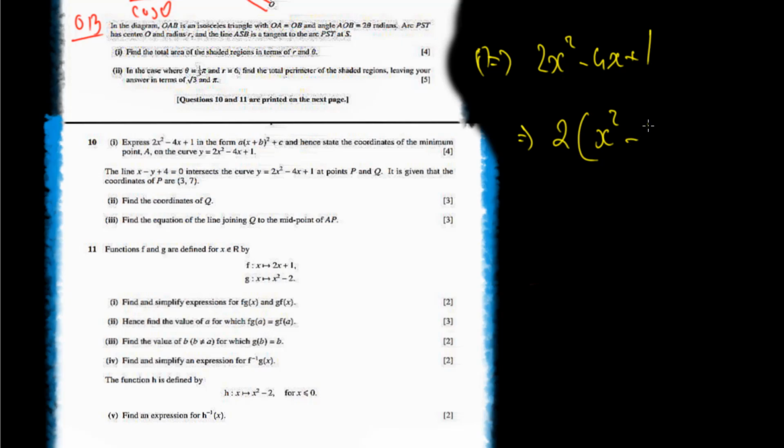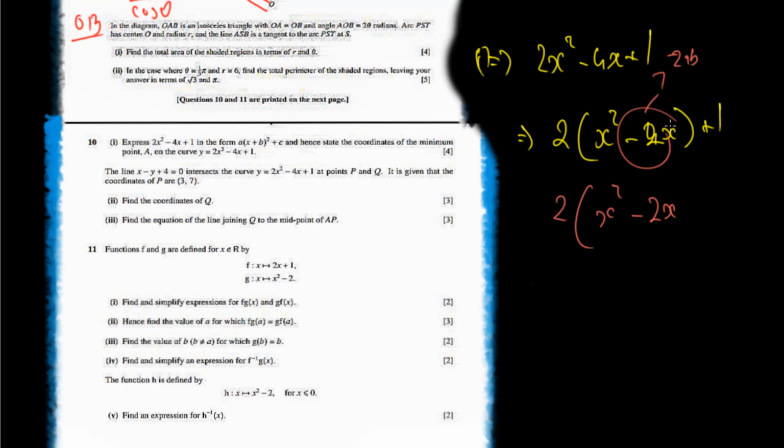Okay, question number 10, express in the form. So we have the equations in part 1. Our equation is 2x square minus 4x plus 1. We need to convert this into completing square format. In completing square format, the coefficient of x square must be 1. So if we factor 2 out, it's going to be x square minus 2x, because you're factoring 2 out, plus 1.